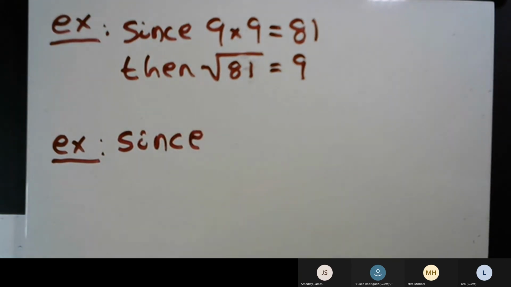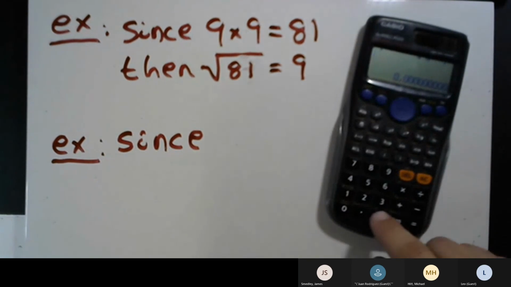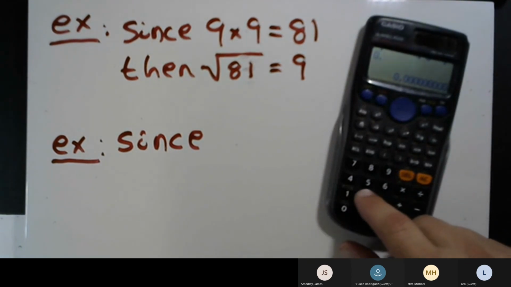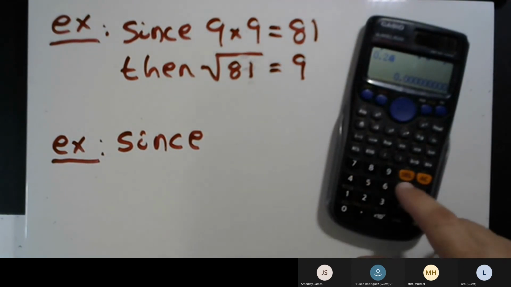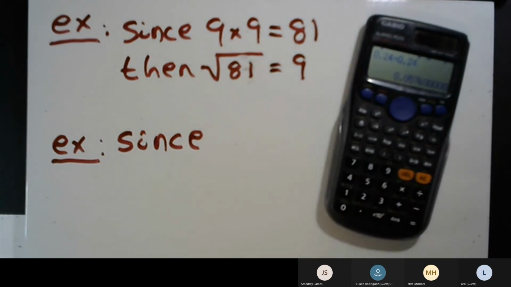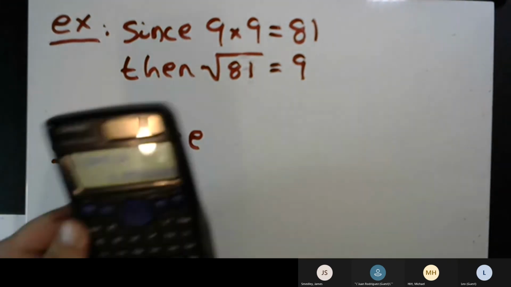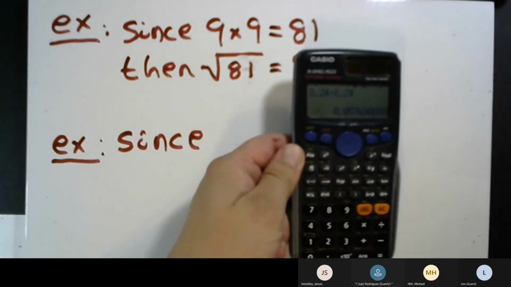So let me break out my calculator here. Let's play around with this a bit. Let's say we have 0.24 times 0.24. What does that give us? 0.0576, or 576 10,000ths.